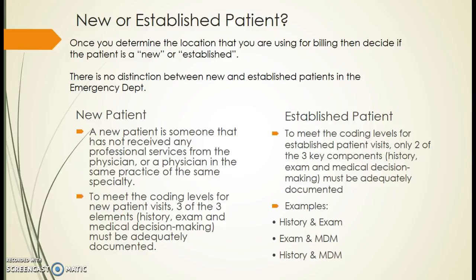An established patient, in order to meet the coding levels for established patient visits, only 2 of the 3 key components. So history, exam, and medical decision making, still the same 3 key components. We only have to meet 2 of those. So for example, you could have a history and exam, or exam and medical decision making, or a history and medical decision making, and all of those would be sufficient to count as an established patient.